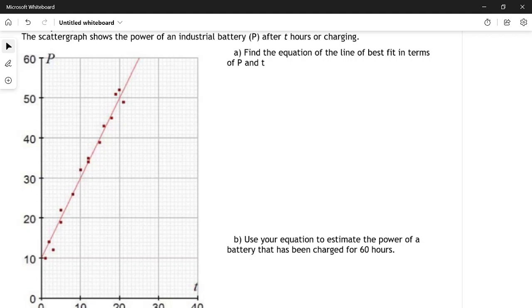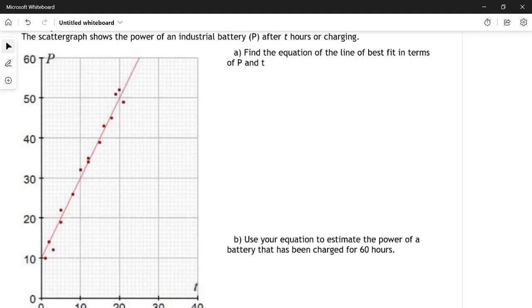We've got all these data points, the red squares dotted about here. That's a scatter graph, and what has been drawn is a line of best fit. So that shows there's a positive correlation here. The longer you charge it for, the more power the battery has. And our job is not really to understand the data, our job is to find the equation of this line of best fit.